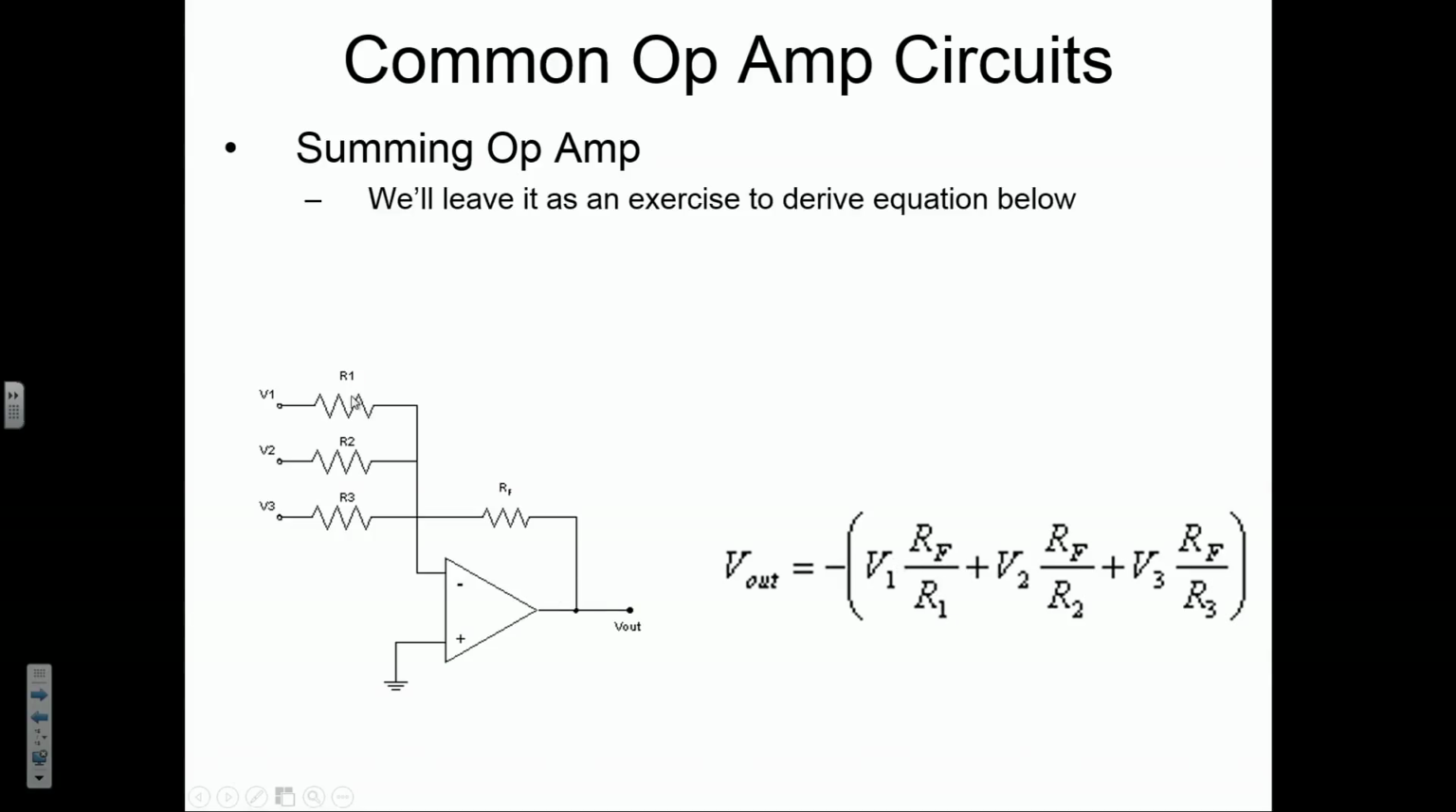So your gain for V1 is RF over R1. Your gain for V2 is RF over R2. Your gain for V3 is RF over R3. So basically you're summing these signals, but you can have a different gain for each one if you like by varying the levels of these resistors.